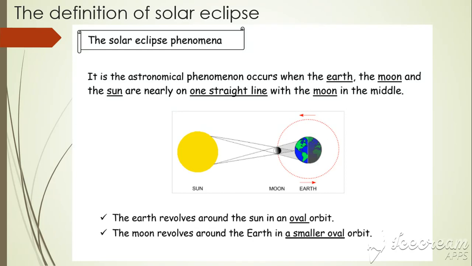As you know, the Sun is located in the center of the solar system, and all the planets are revolving around it in oval orbits. And also moons are revolving around those planets in smaller oval orbits.